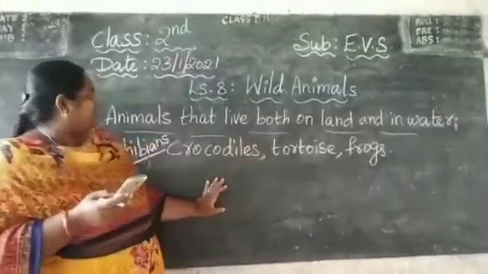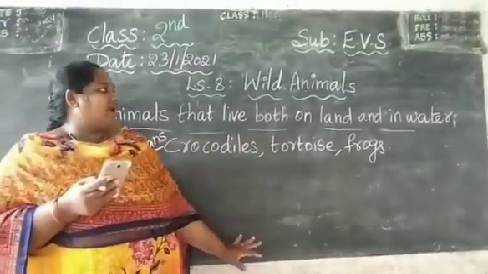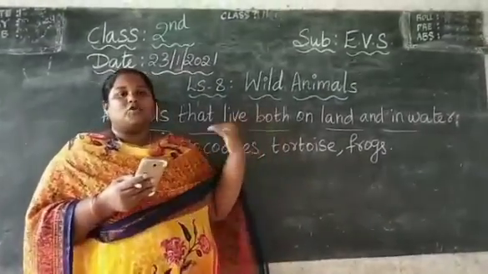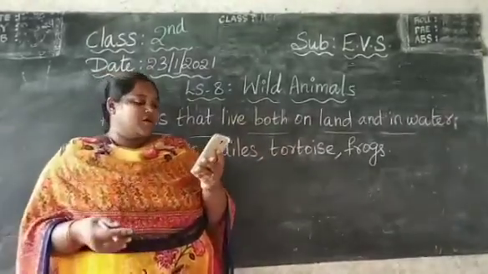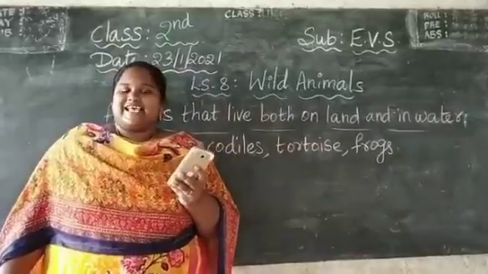So these are your three topics: the animals that live on land, the animals that live in water, and the animals that live both on land and in water. Revise this topic and read it once in the textbook. I will teach you the next topics in the next class. Thank you.